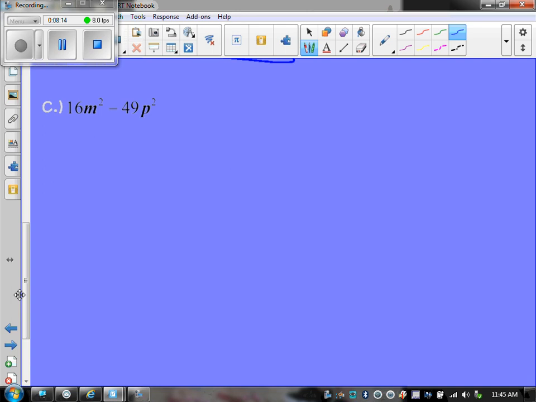So then my next step is to see how many terms there are. Looks like in this problem there are 2 terms. If there are 2 terms, let's see if we can break it up into a squares problem. In order to break it up into a squares problem, I need to be able to break up this stuff evenly. So let's look at the first term. Let's look at the 16m squared. How could I break up a 16m squared so that it's equal in both parentheses?